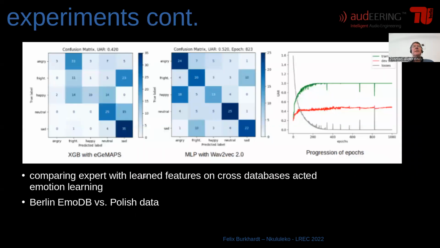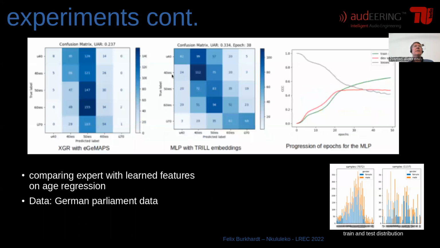And then there's more experiments that I did. I compared cross-database experiments, e.g., expert features with learned features, with embeddings. They work better in this case. And there's another example of how to use this on age regression. It is a regression example here. So in order to plot the results of regression experiments in the confusion matrix, we bin the data. So this is the under 40s, 50s years of age. All right. And then you can always plot with Nkululeko the distribution of the data, which is also pretty important.